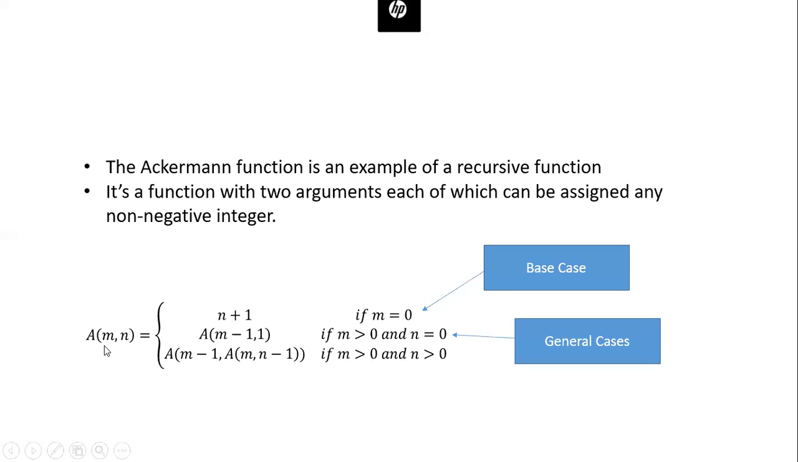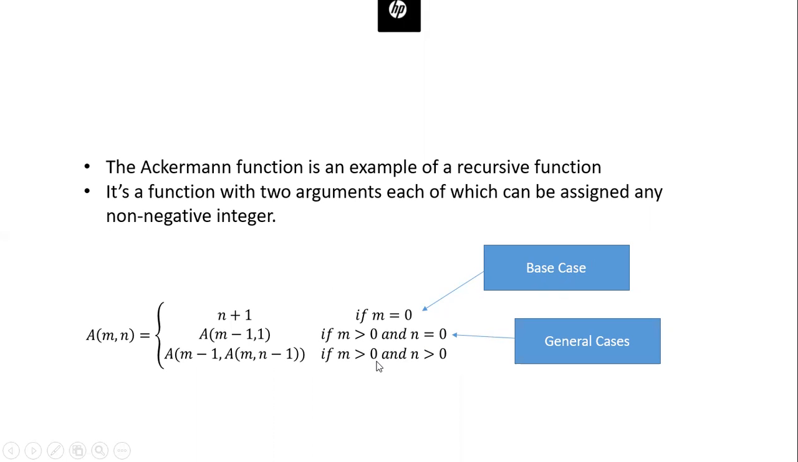So this function will take two arguments m and n, and based upon the value of m and n, we will have different cases. Here there is one case known as the base case. The base case is mainly used to stop the recursive call, and it is reached if m is equal to 0. In that case, the function is going to return n plus 1 as a value.